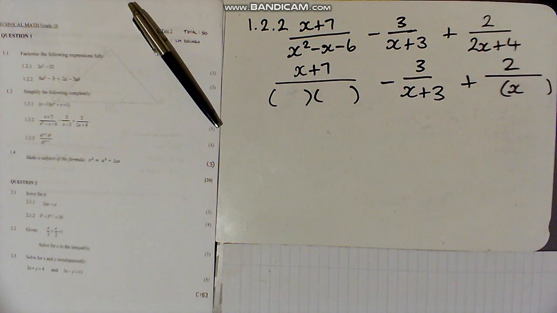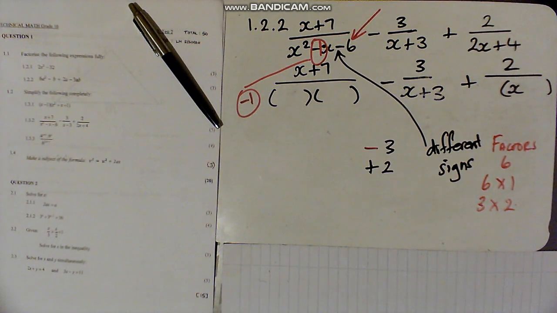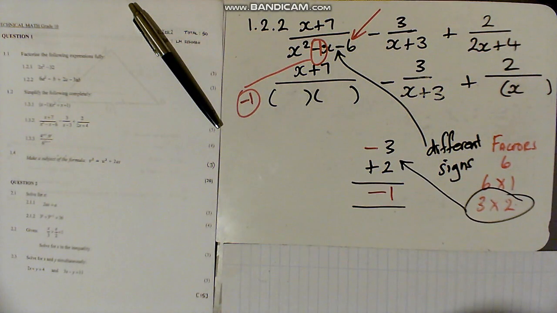We need to look at factors of 6. Right, the factors of 6 are 6 times 1, 3 times 2. Which two factors can result in a minus 1? Our goal is to use the factors to try and get to a minus 1. Which two factors, 6 and 1 or 3 and 2, can give you a minus 1? Don't forget that the negative in front of the 6 means different signs. So because we need minus 1, our numbers will have to be minus 3 plus 2. Minus 3 plus 2 will give us minus 1. Therefore, our factors are x minus 3, x plus 2.